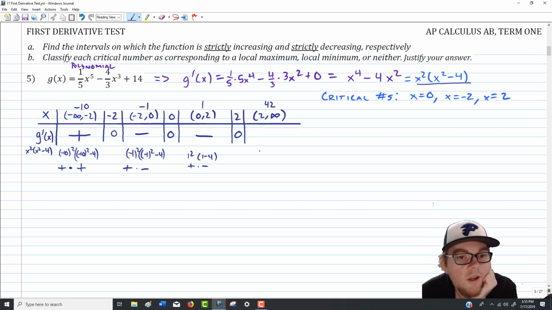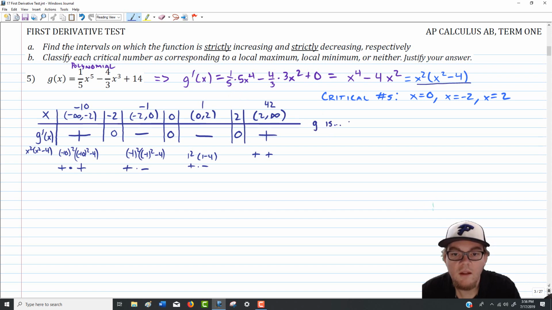And then last but not least, if we plug in 42, we're going to have positive, and then 42 squared is a large number. Minus 4 is still large and positive. So we'll get positive at the end. So with this in mind, we're prepared to actually state the strictly increasing and strictly decreasing part.